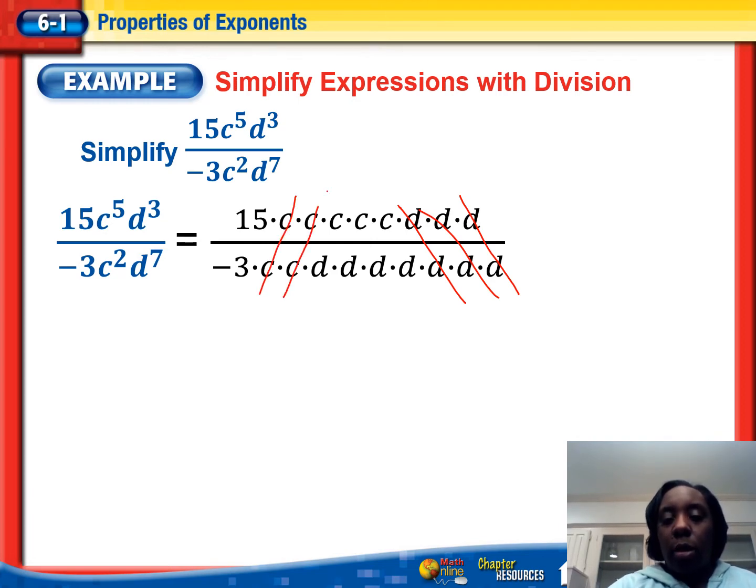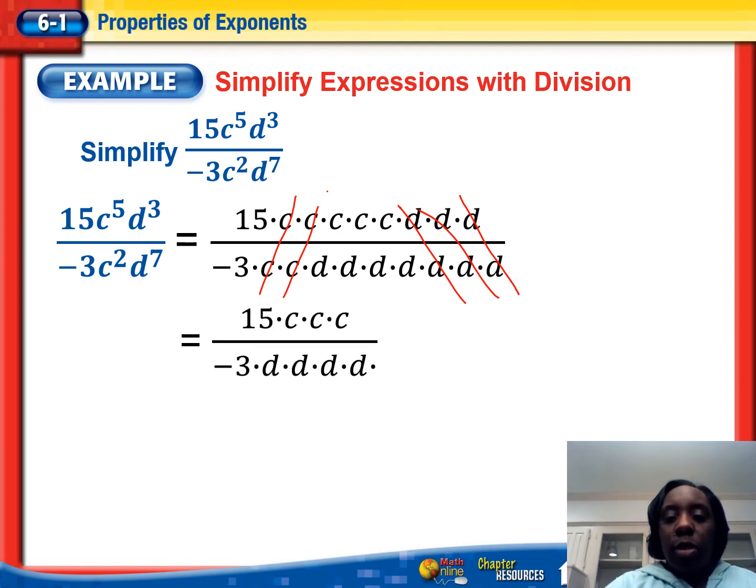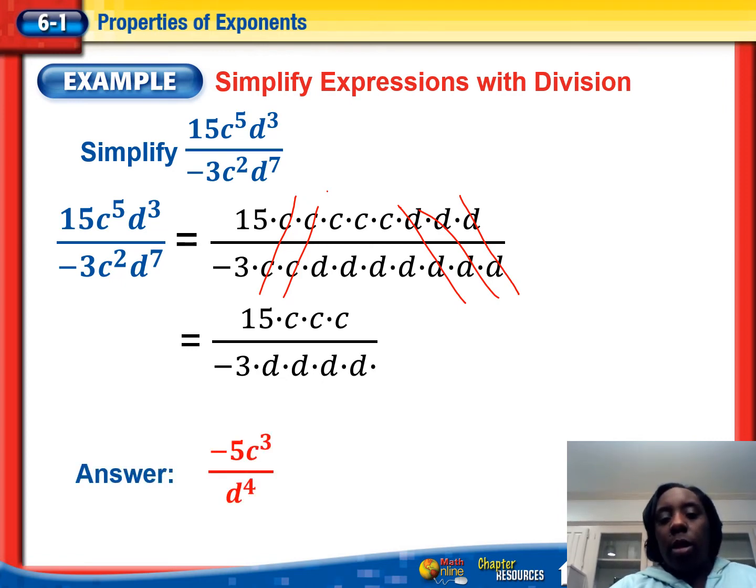All right, so let's look at our next line. C times C times C, D times D times D. And then I just need to simplify my 15 over negative 3. Well, what's 15 divided by negative 3? Oh, it's a negative 5. So I have negative 5, c to the third power, d to the fourth.